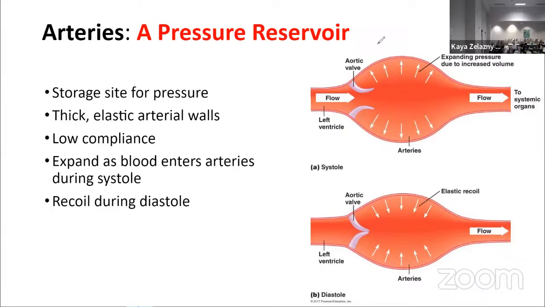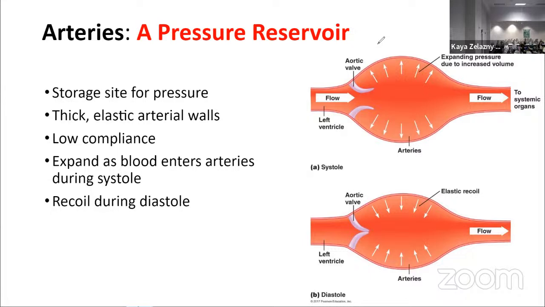If you put high pressure blood into a vein, it would not do this because its walls are different. It's not designed for this. Okay, so those thick elastic arterial walls are what allow us to do this. So we refer to part of what's going on here.